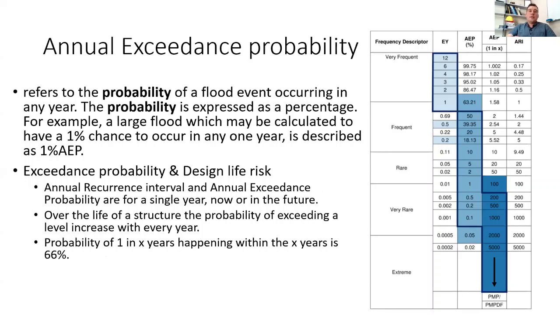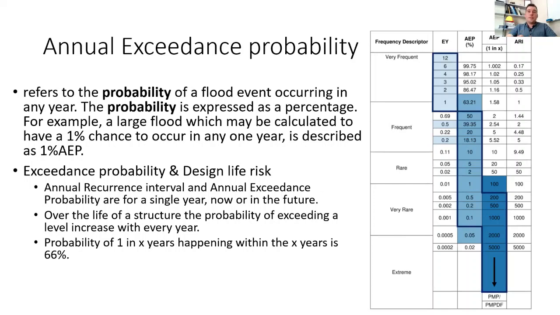So closely linked to the annual recurrence interval is the annual exceedance probability, which refers to the probability of a flood event occurring in any year. The probability is expressed as a percentage. So, for example, a large flood, which may be calculated to have a 1% chance of occurring in any one year, is described as a 1% AEP. So 1 in 100 is a 1 in 100 year event.